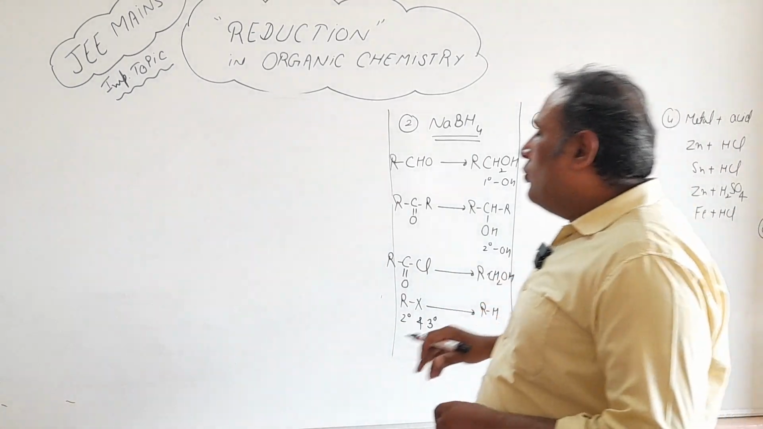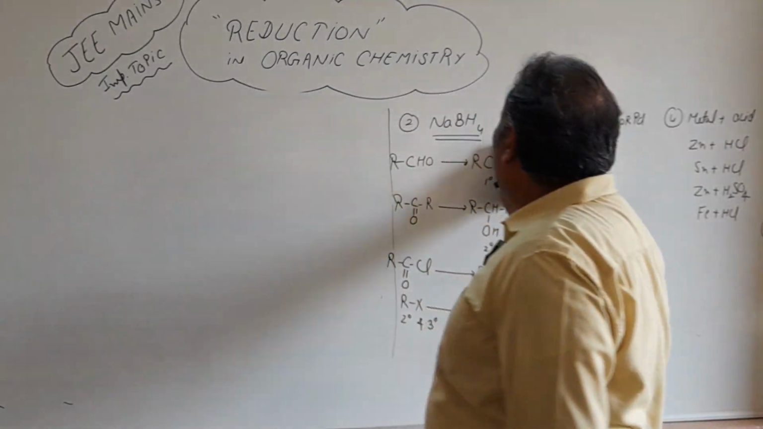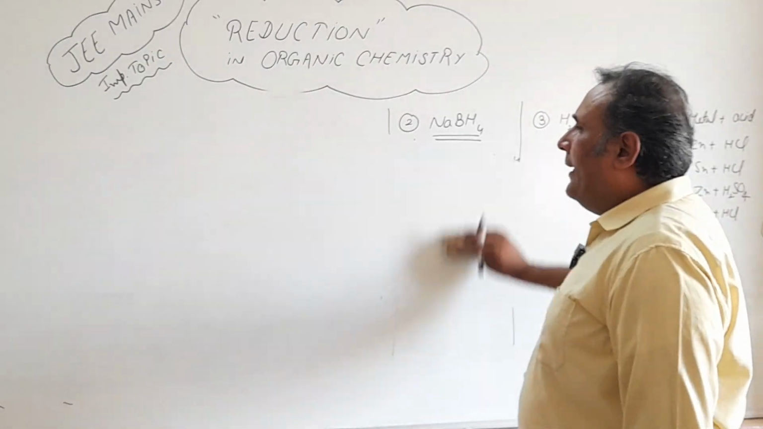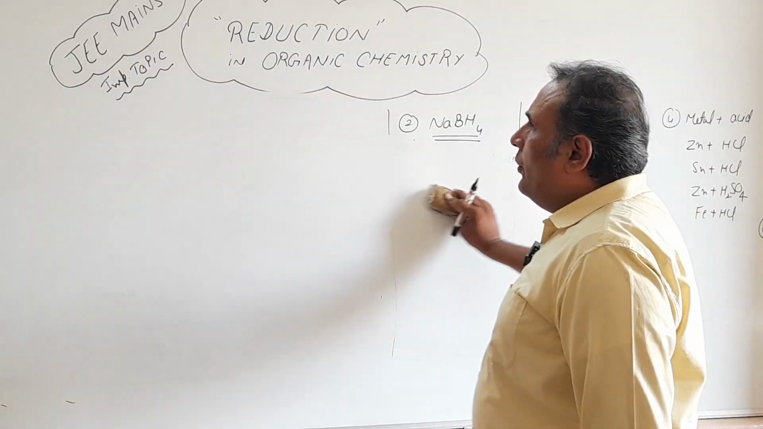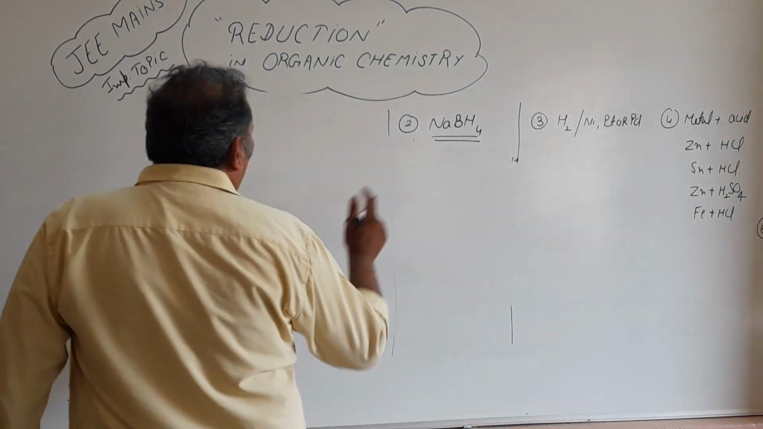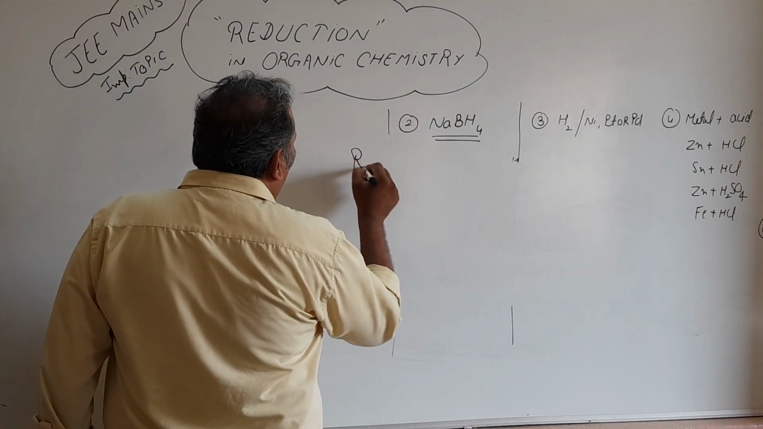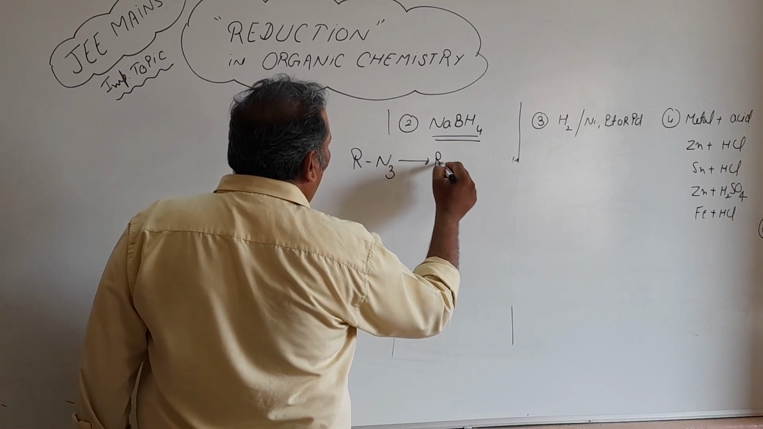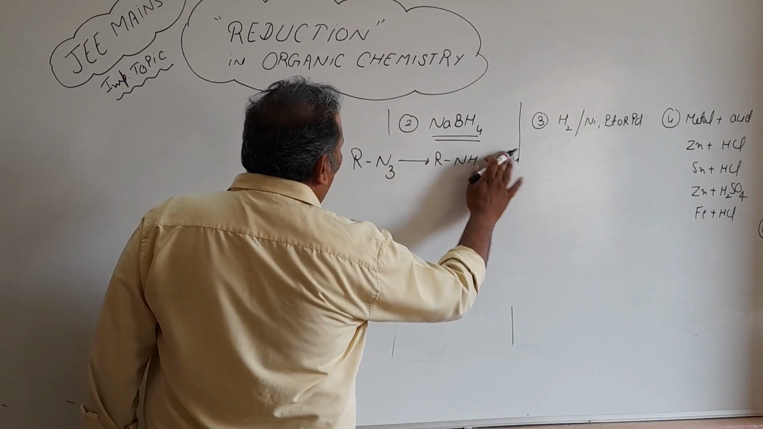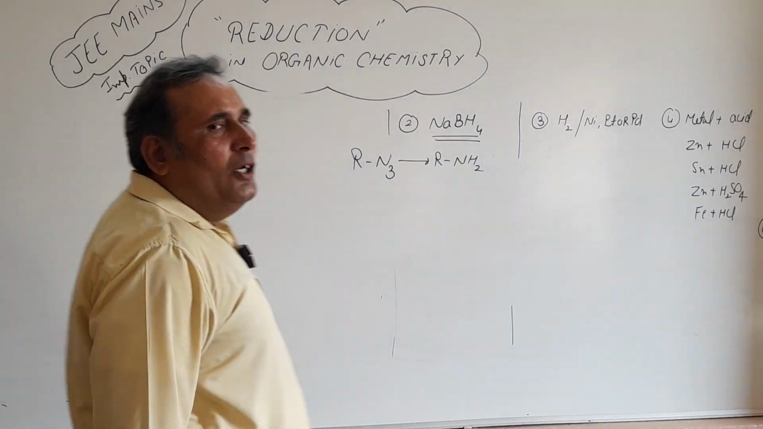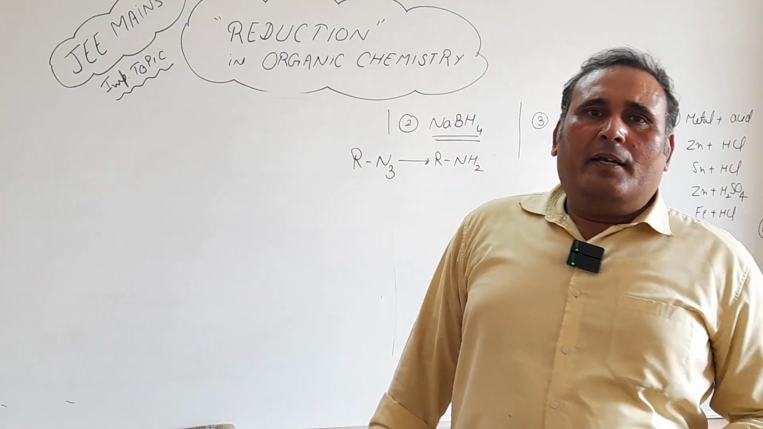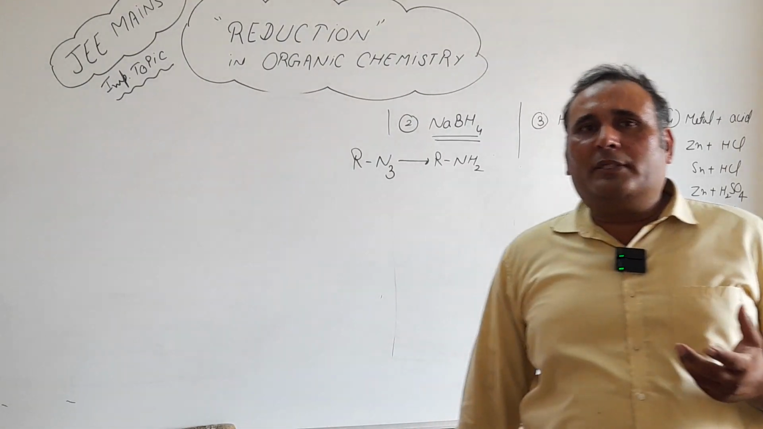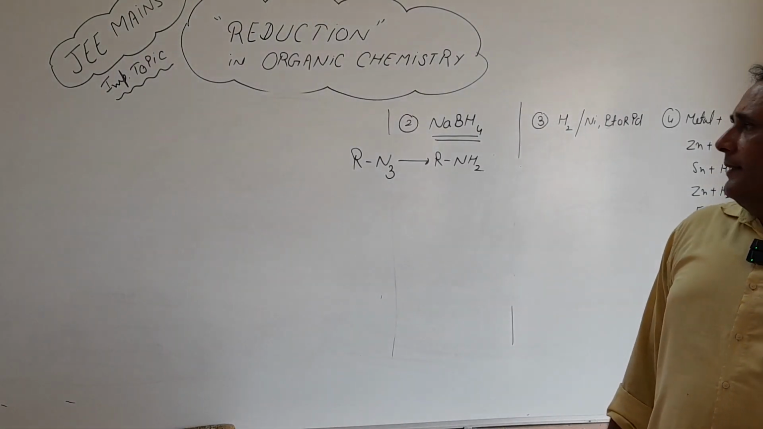Then sodium borohydride can also reduce azide. If we have azide, then azide can convert into RNH2, meaning amine, after reduction when we are using sodium borohydride. NaBH4 does not reduce ester, carboxylic acid, etc. Okay.